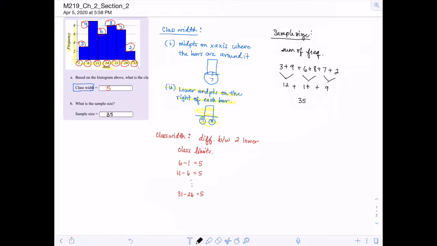So the class width is always going to be given two different ways. And when they give you the lower endpoints on the histogram, you can just subtract the lower limits and verify that the class width is consistent. And then that is the class width, whatever that difference is. The sample size would be identifying the frequency in each bar and then adding them up.